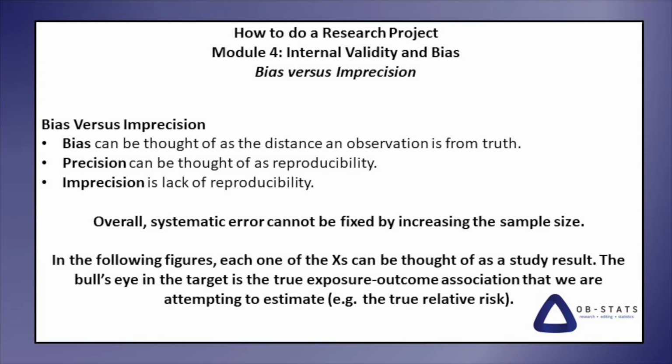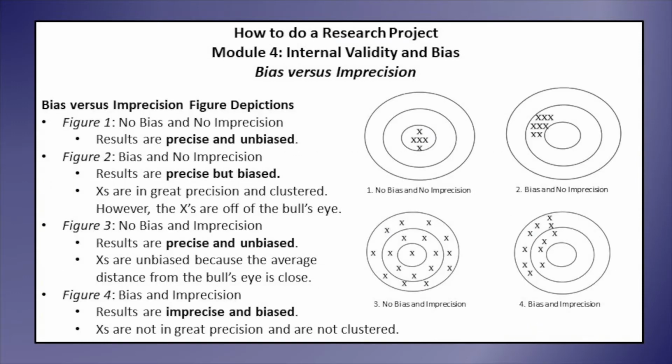In the following figures, each one of the x's can be thought of as a study result. The bullseye and the target is the true exposure-outcome association that we are attempting to estimate, e.g. the true relative risk. The figures can be interpreted as follows. No bias and no imprecision. Results are precise and unbiased. Bias and no imprecision. Results are precise but biased. Note, x's are in great precision and clustered. However, the x's are off of the bullseye.